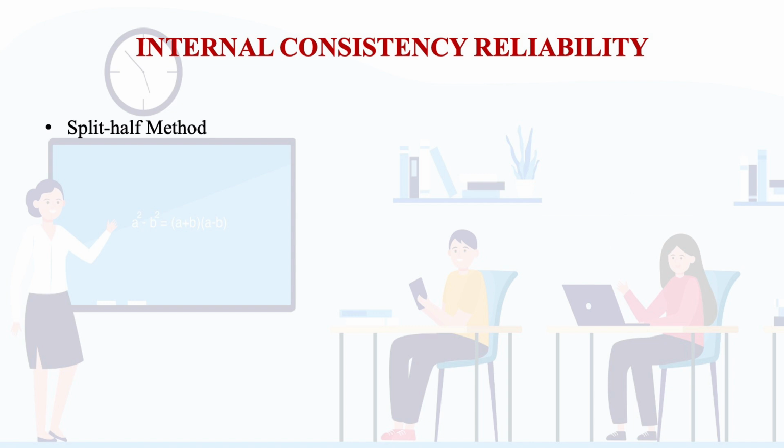Here you see in internal consistency reliability, two methods are there. One is the split half method, the other is the rational equivalence method. So friends, now let us try to understand what is the split half method and what is the rational equivalence method.